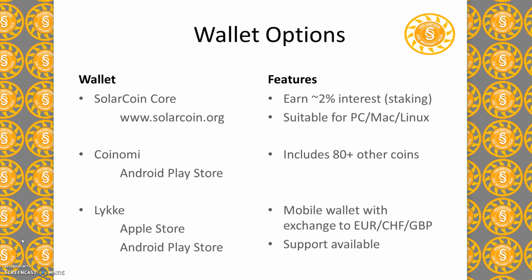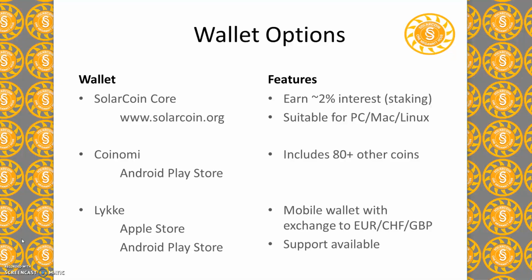Coinomi is another option. It's an Android wallet, and so it's mobile. It can go on your mobile phone, your Android phone, and it includes at least 80 other cryptocurrencies and coins. So if you have Bitcoin, Litecoin, Ethereum, you're already into cryptocurrencies, Coinomi could be a good option, a nice place to store your solar coins and to claim your solar coins too.